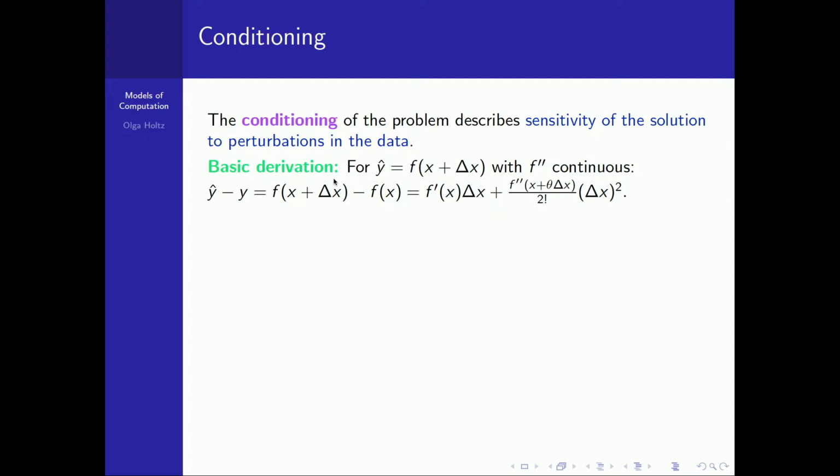Okay, so let's subtract f of x from f of x plus delta x. And now we can use Taylor's theorem because we assumed twice differentiability. Okay, let's work with that and see what happens. So then we go y hat minus y. We can divide it by the true value, right? That's the relative error on the forward side.